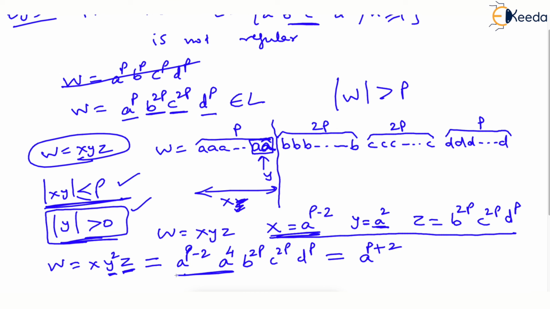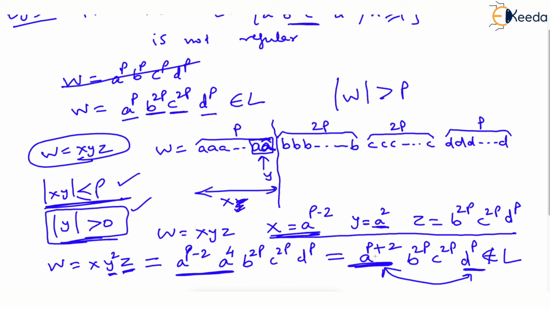Just observe this. When collected, this will be a raised to p plus 2, followed by b raised to 2p, c raised to 2p, I'm sorry, and d raised to p, which is not an element of L. Please try to understand. We have got a raised to p plus 2 in the beginning, so we should have d raised to p plus 2 in the end, because number of a's must be equal to number of d's, but there is a mismatch over here, and this is not an element of L. We have arrived at a contradiction. So our assumption in the beginning that the language is regular and a DFA exists is wrong.